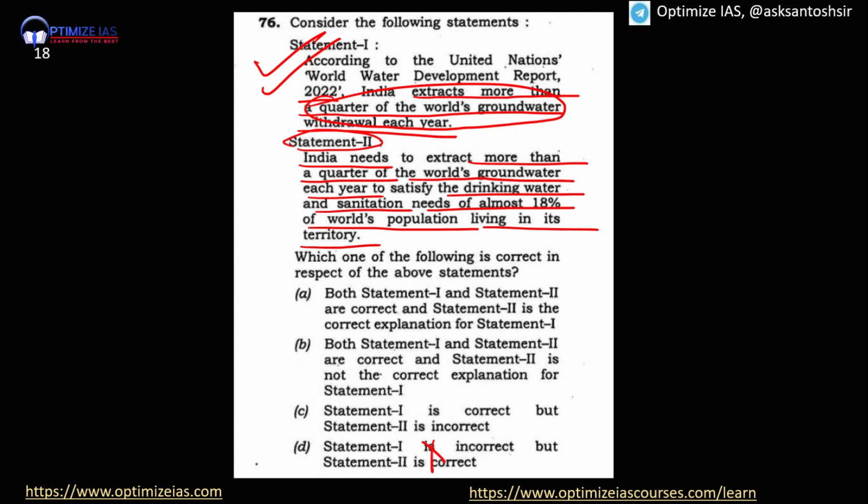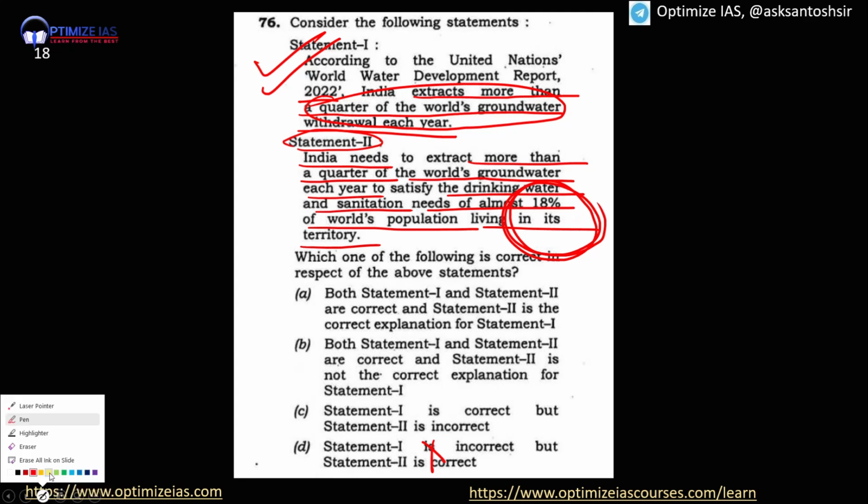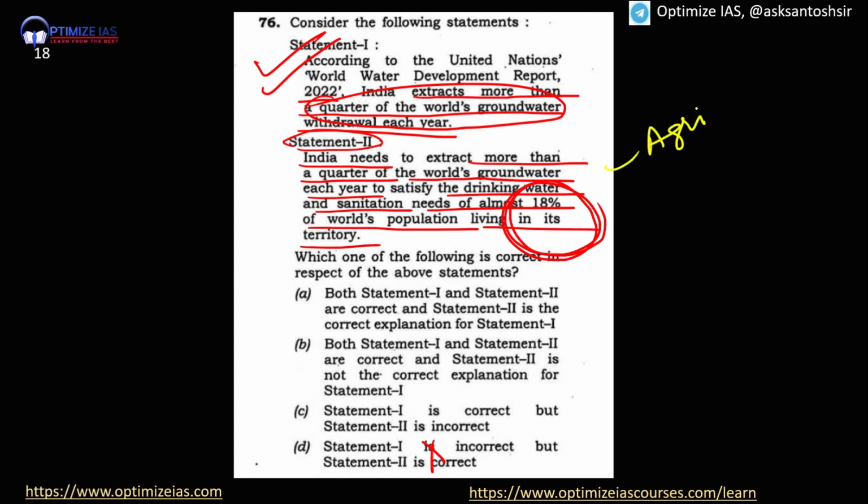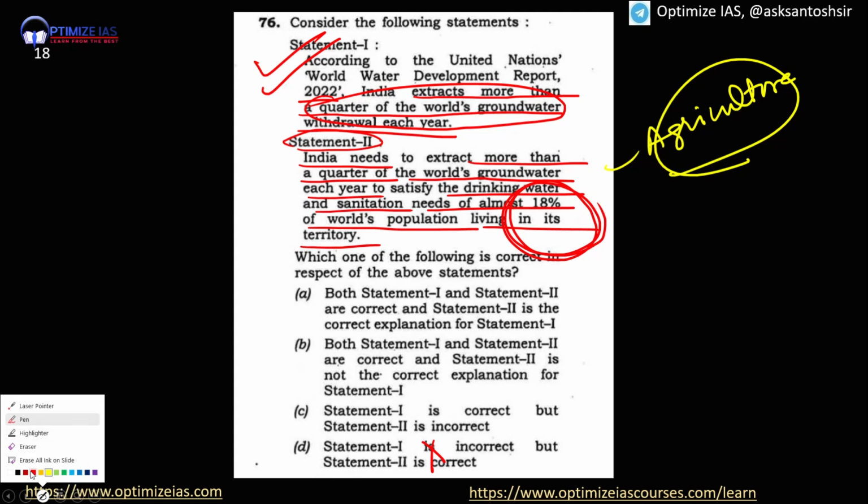Now let us read this question, guys. Statement 2 says that we are extracting a quarter of groundwater because we have to feed around 18% of the world population. So this is a correct fact: India's population share is 18% of the world population. But here you have to apply the common knowledge that most of the groundwater in India is used for agriculture. So this statement becomes incorrect and we get the answer.